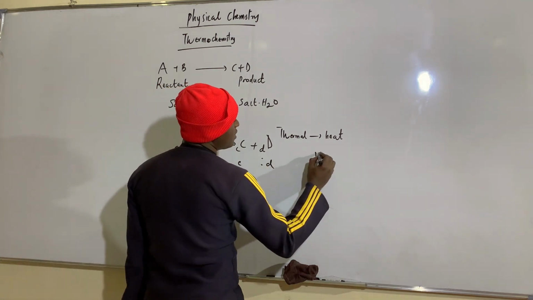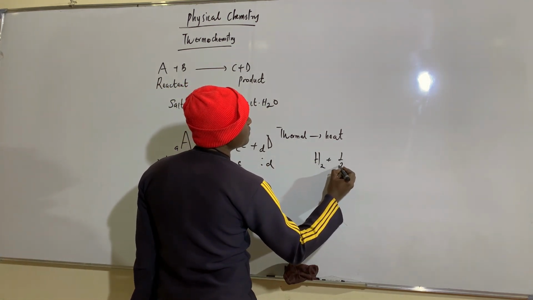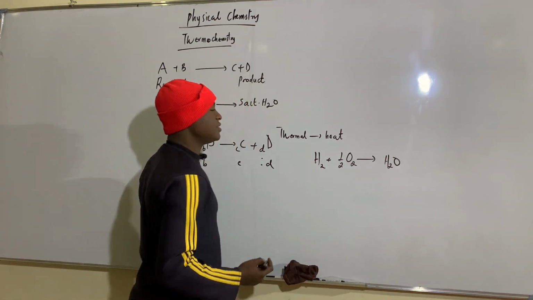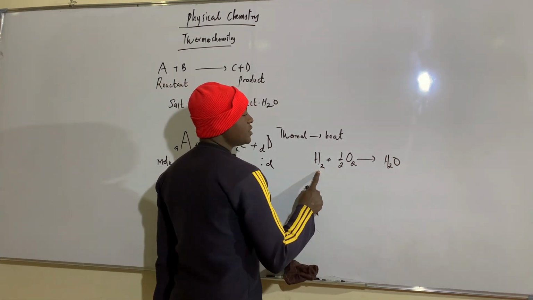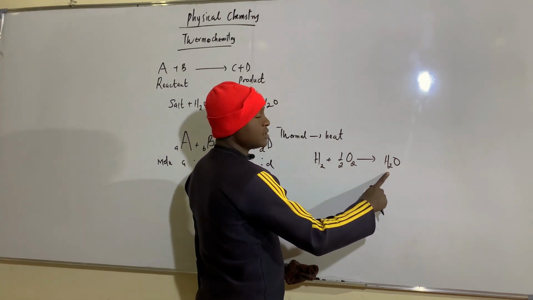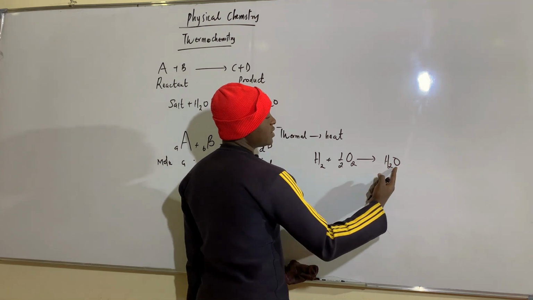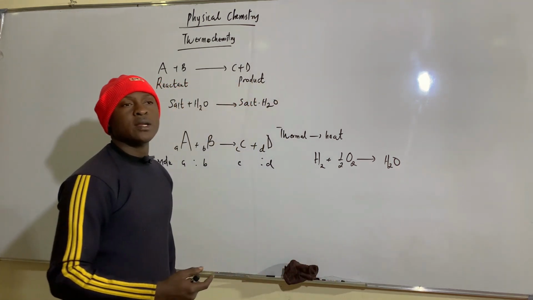Let's say, for example, I have hydrogen gas plus half of oxygen gas to give H2O. Is it balanced? Let's check. Here we have 2 hydrogen, and here too we have 2 hydrogen. Here I have 1 oxygen because 1 over 2 times 2 is 1, and here too I also have 1 oxygen.